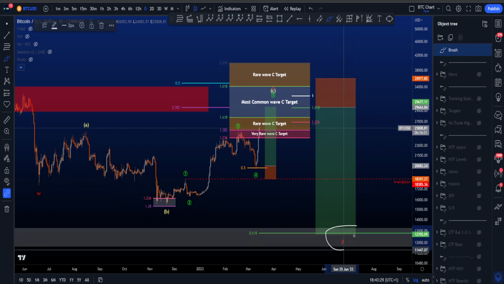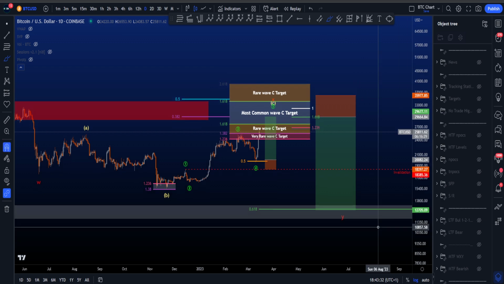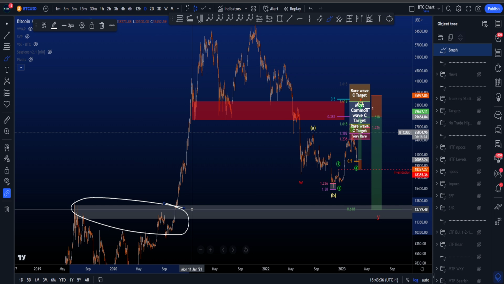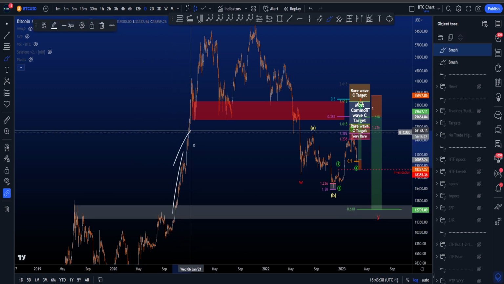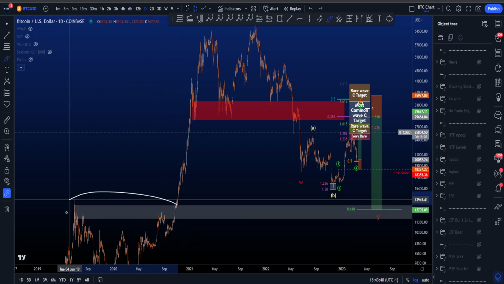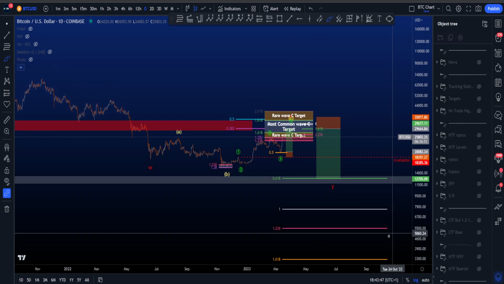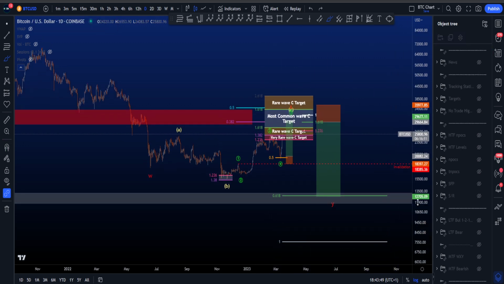The short target of a wave Y sits at about 12.7k, which also has nice confluence with this structure over here that we haven't seen since the big bull run in 2020. So backtesting this area would be very nice, and the minimum target area for a wave Y is a 0.618. However, we also have deeper targets, as you can see.